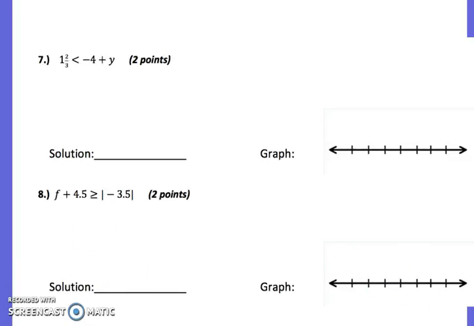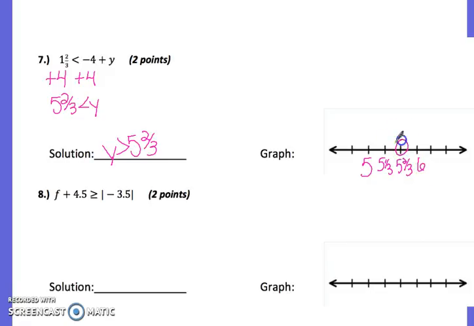Number 7, you need to add 4 to both sides. It's negative 4, so you have to add 4. 1 2/3 plus 4 is 5 2/3 is less than y. So that means that y then is greater than 5 2/3. So maybe you're asking yourself, what kind of scale should I go by? Let's go by thirds. Let's start at 5, 5 1/3, 5 2/3. 5 3/3 is the same thing as 6. It's going to be an open dot because it's just greater than. 6 is greater than 5 2/3, so there you go.